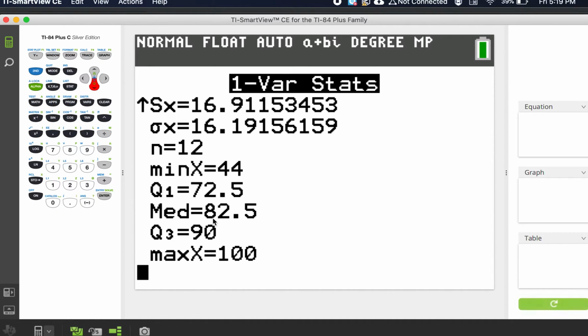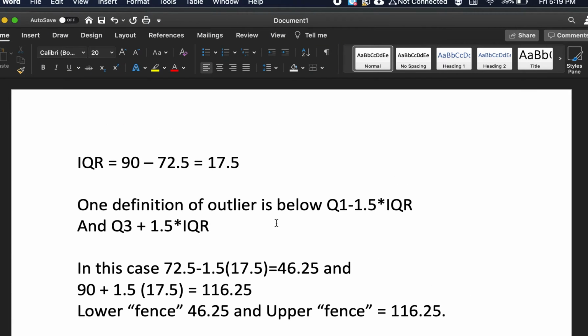And as we're looking at that, something called the IQR, interquartile range, is Q3 minus Q1. It basically is a way of saying how spread out is the data in the middle. And so now I'm going to show you what we're doing here. So I calculated the IQR by taking those two numbers, 90 minus 72.5. One definition of an outlier is anything that is below Q1 minus 1.5 IQRs.